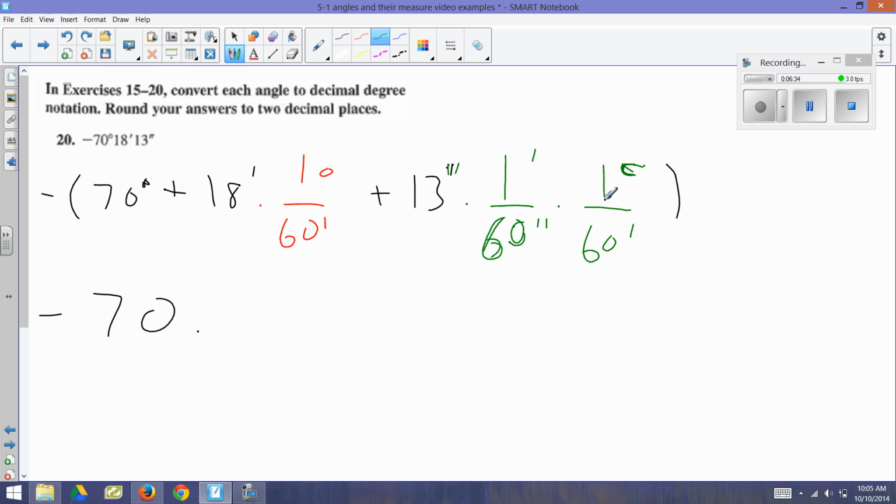When you put 18 divided by 60 in your calculator, you get 0.3. When you put 13 divided by 60 times 60 in your calculator, you get 0.0036. When you add the two decimals together, you will get 70 point 3036111 repeating. So to two decimal places, around 70.30 degrees. And it's a negative, because it was negative.